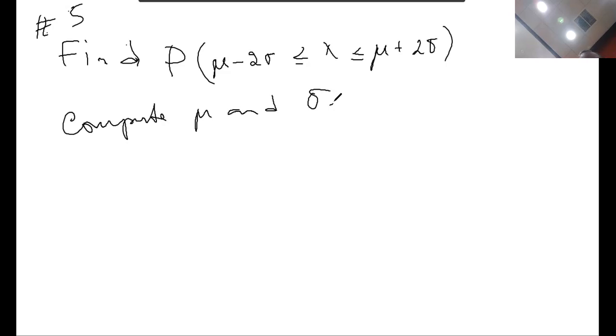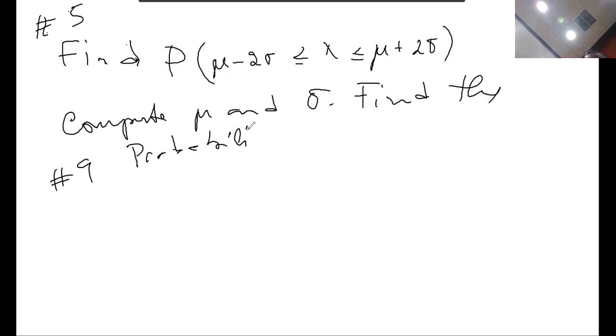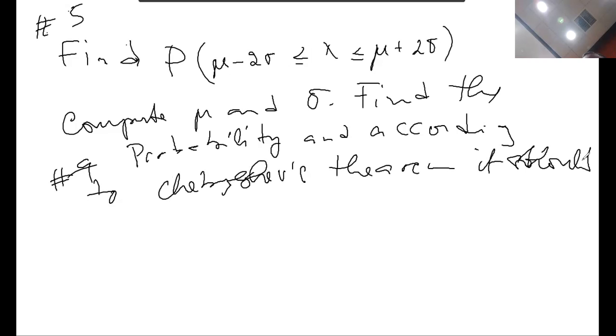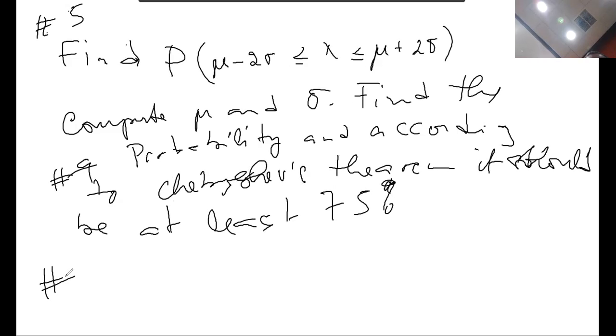We are safe. So we are talking about number 9 now. Find the probability, and according to the Chebyshev theorem, should be at least 75%. So what is number 9?